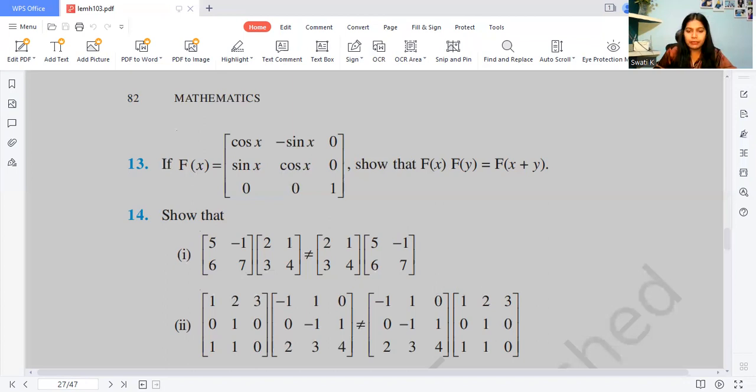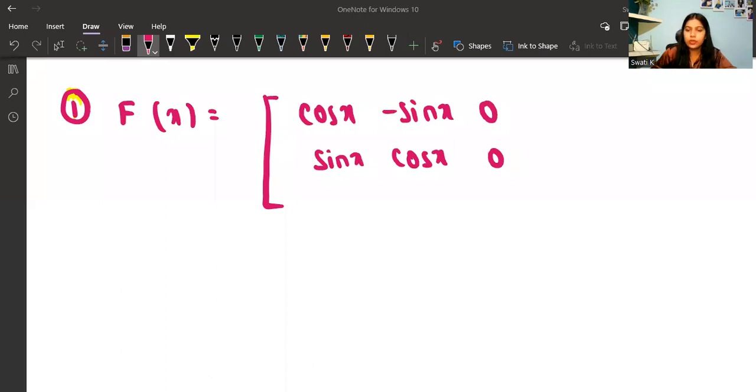So we have f(x) given as a 3 by 3 matrix. The first entry is cos x, the next entry is minus sin x, then 0. Then we have sin x, cos x, 0. Okay, I'm not sure which screen is shared, so I'm just going to reshare. So yes, cos x, minus sin x, 0, and then sin x, cos x, 0, and the last row is 0, 0, 1. This is our f(x).